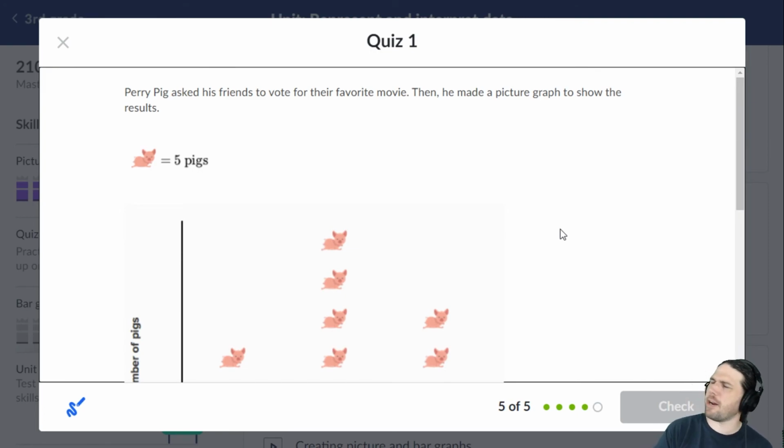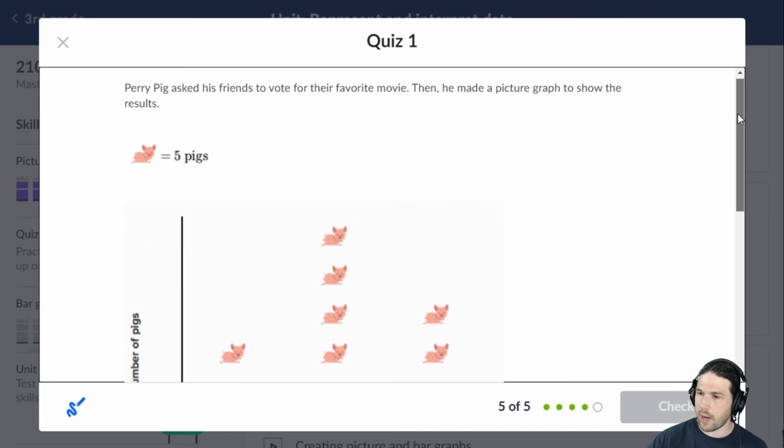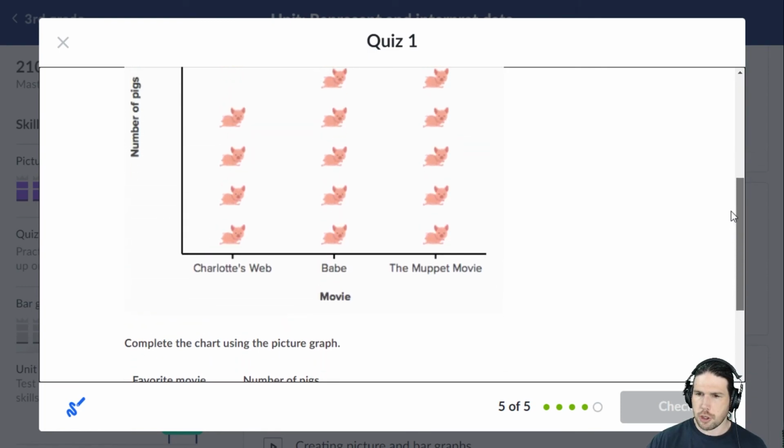Perry Pig. Wow, we've seen a lot of Perry Pig today. Has asked his friends to vote for their favorite movie. Again, oh, this is the same thing. Except it's not the same thing, because I think it was not 5 pigs last time. Anyway, picture graph. No problem. Charlotte.